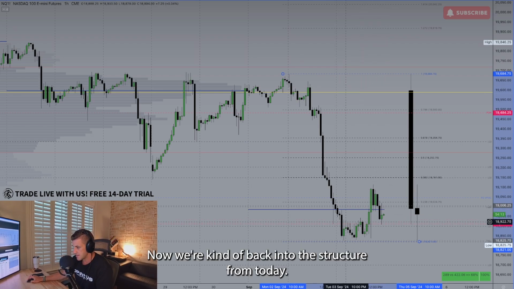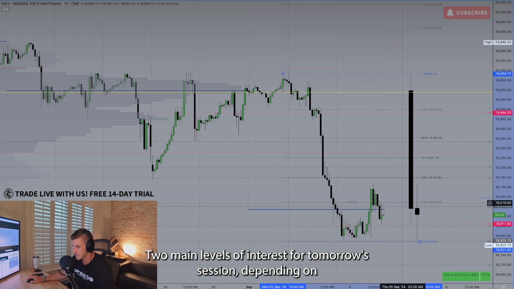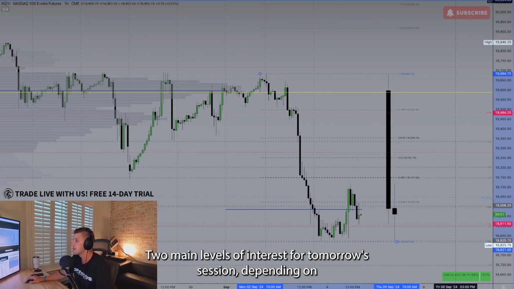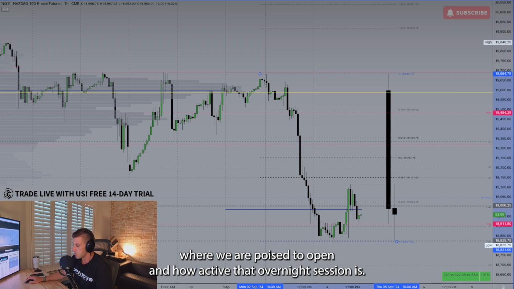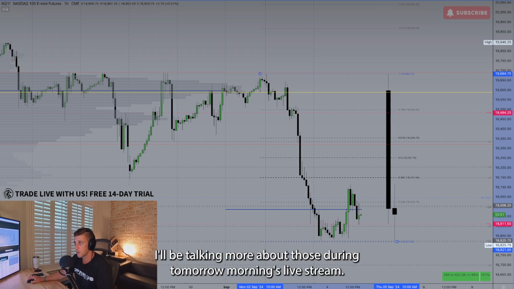Now we're kind of back into the structure from today. So 18,900 and 19K will be the two main reference points for tomorrow's session. Two main levels of interest for tomorrow's session, depending on where we are poised to open and how active that overnight session is. We do have a couple of data prints for tomorrow to be watching for as well. I'll be talking more about those during tomorrow morning's live stream.